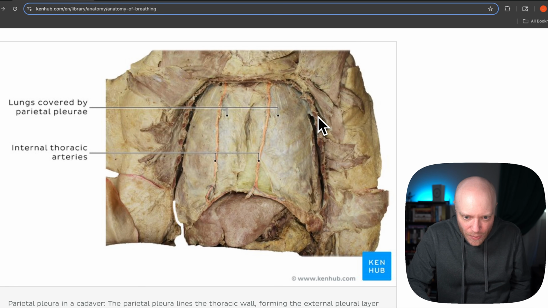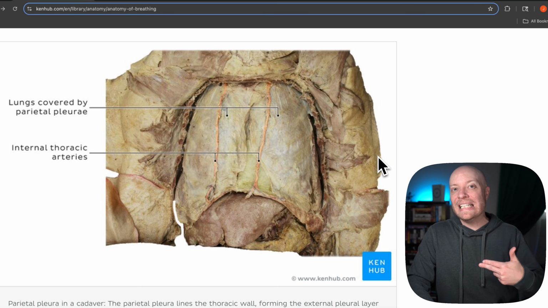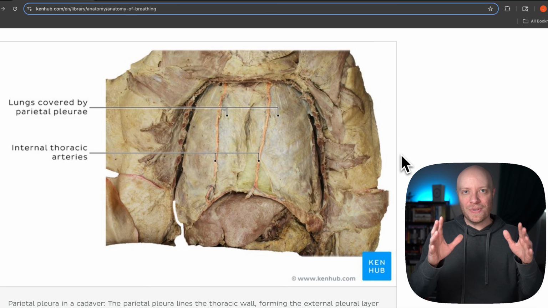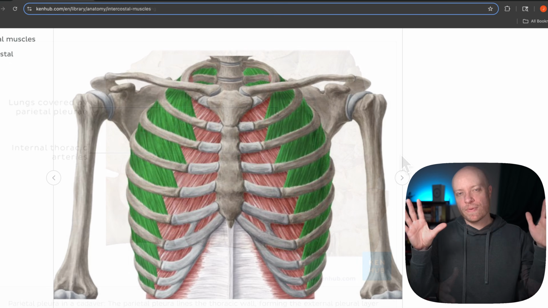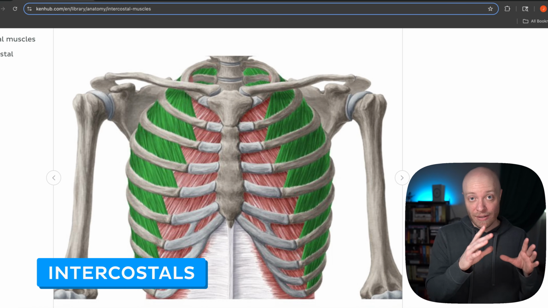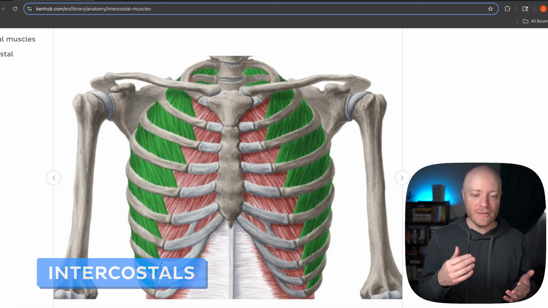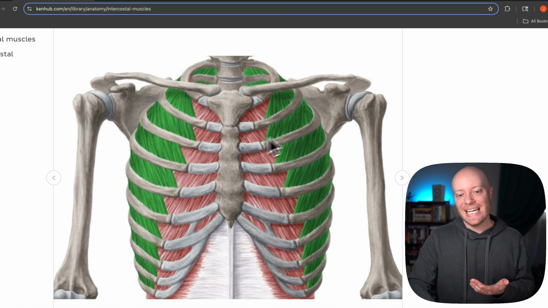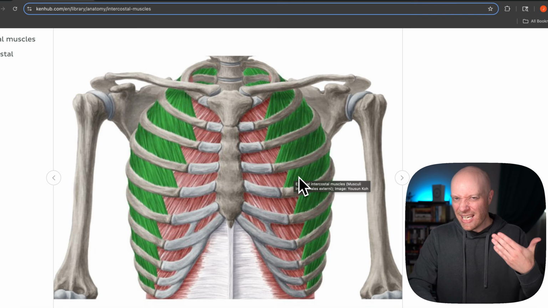And you can kind of actually see it. So if you look closely, you can see the ribs here. In between them are going to be some really interesting muscles called the intercostals. If you just break down the name intercostals, it means between the ribs, right? Inter, between; costals, ribs. And you can see the intercostals here in this image.